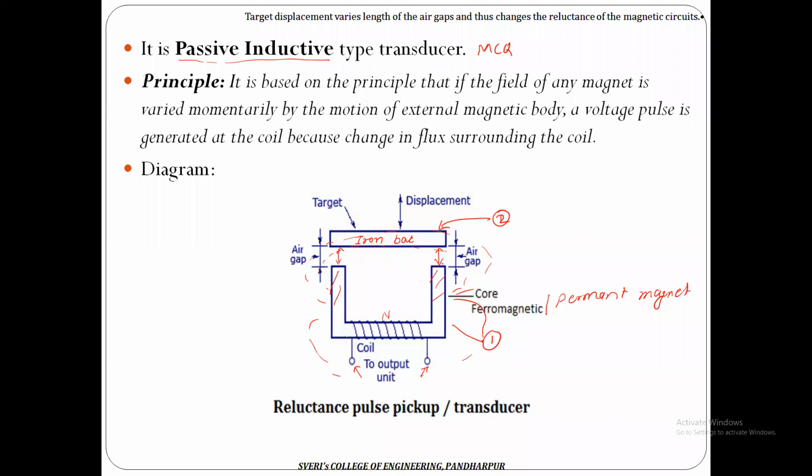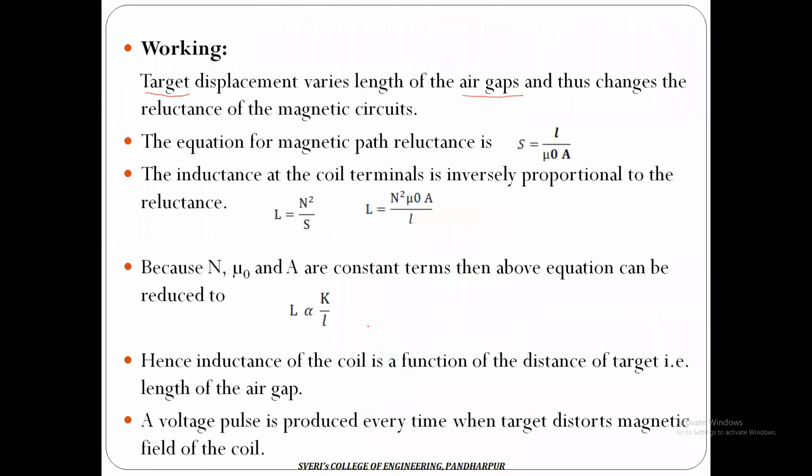So now what is the relation between the length of that air gap and the EMF induced in that coil? Now try to see that. The target means bar, displacement varies the length of that air gap and thus changes the reluctance of the magnetic circuit. मग reluctance आणि length of that air gap चं काय relation आहे? Let's try to identify first.